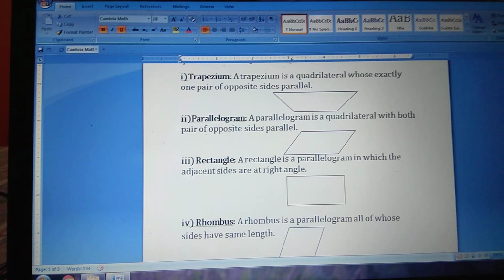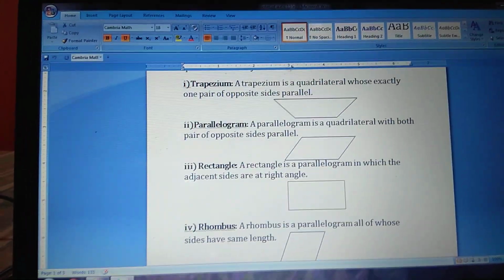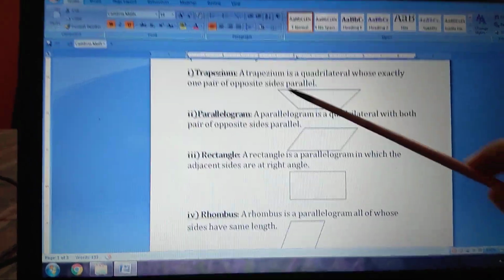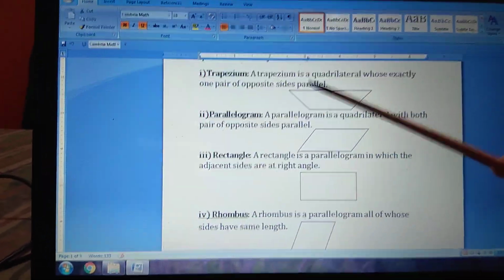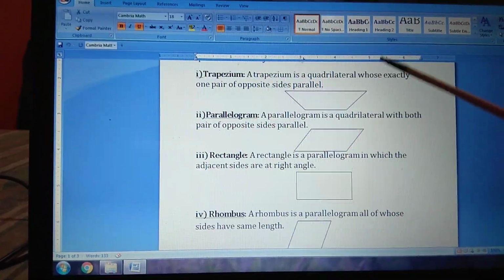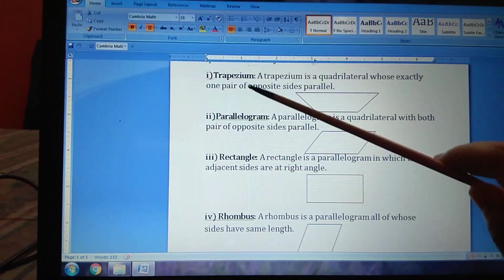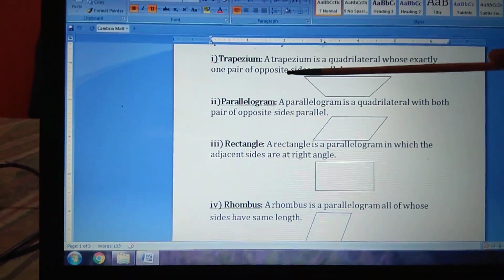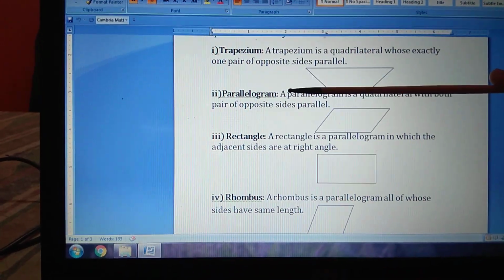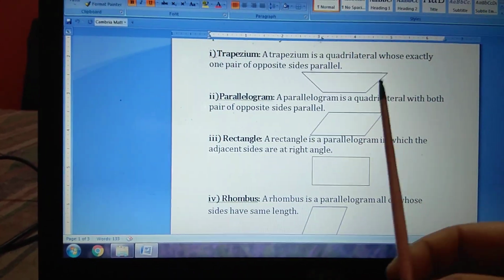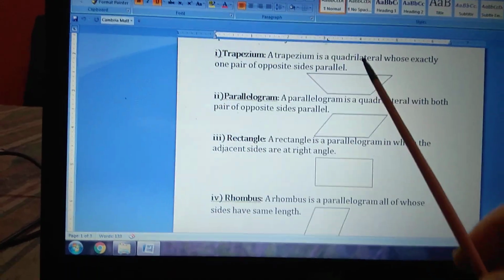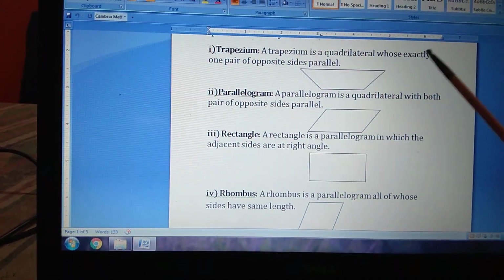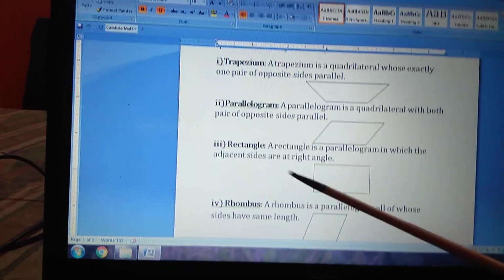So now let's go to trapezium. What is trapezium? You can see the figure here. This is a trapezium. A trapezium is a quadrilateral whose exactly one pair of opposite sides are parallel. So here, see, this side is parallel to this side, but these two are not parallel. So one pair of parallel sides. This is called a trapezium.